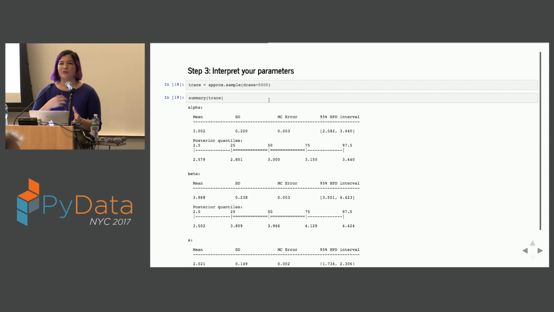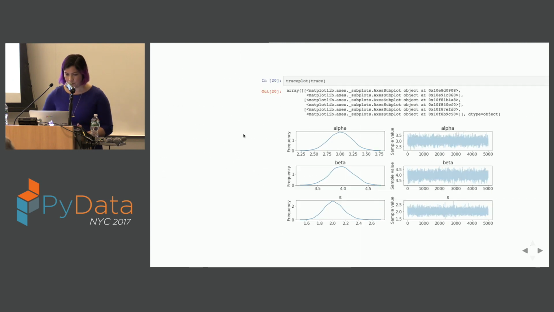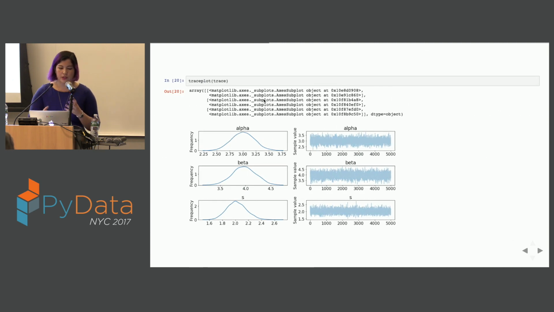With that trace, PyMC3 has some great functions to help you interpret those. One of them is summary. So summary gives you this nice printout of each variable, mean, standard deviations, other things you might want to know. Another nice function is called trace plot. This is the one I use the most often.